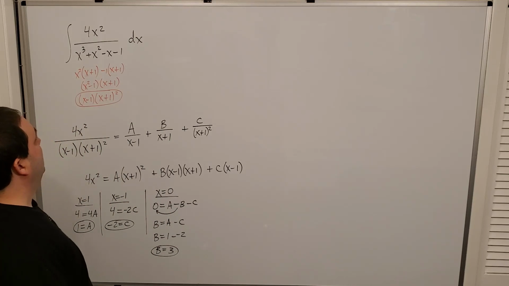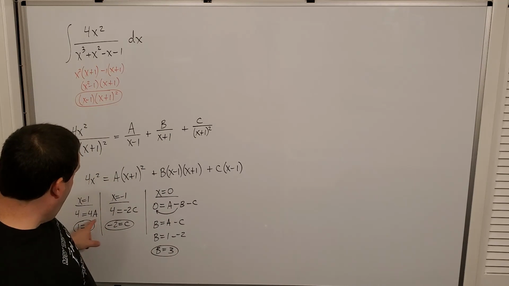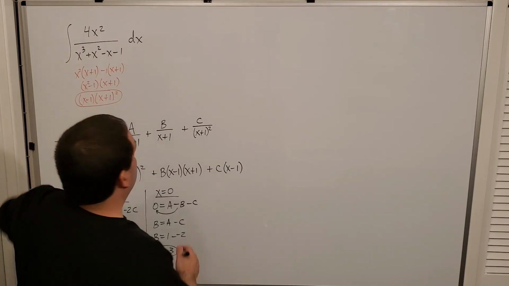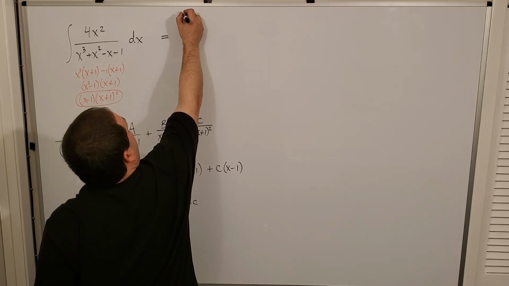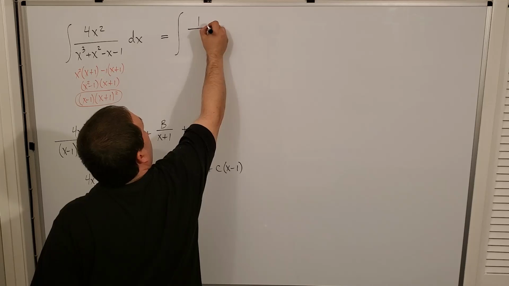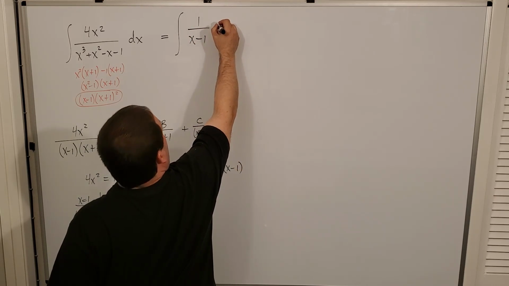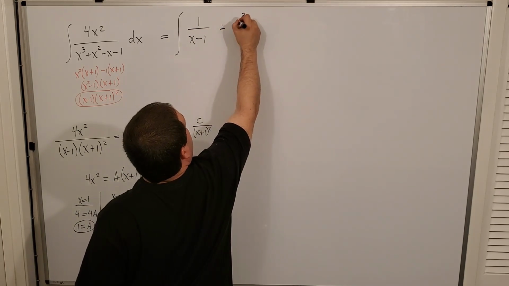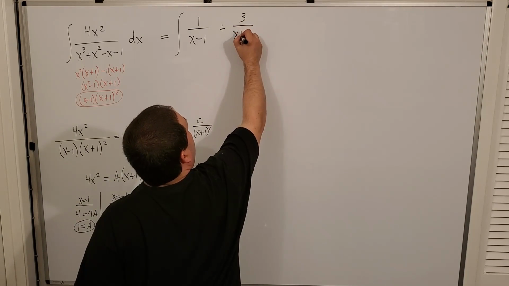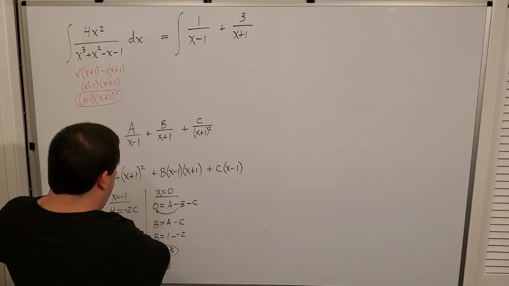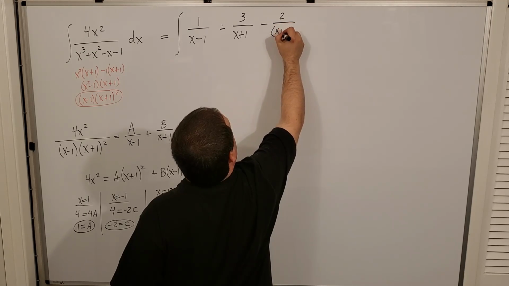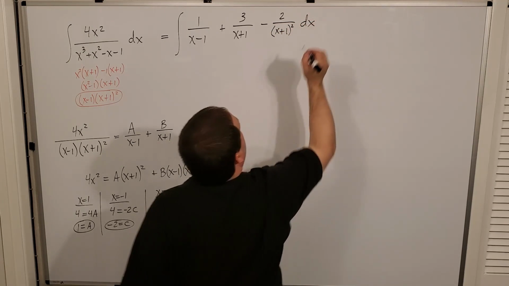All right. So then for my decomposition, I've got my a, my b, and my c. I'm going to decompose it like this in my integral here. So this is now the integral of a is 1, so it's 1 over x minus 1. Let's see, plus b is 3, right? 3 over x plus 1. And then c is -2. So that's going to be minus 2 over x plus 1 quantity squared dx.